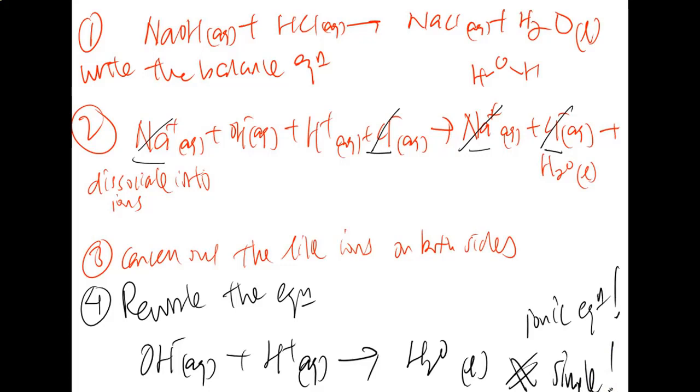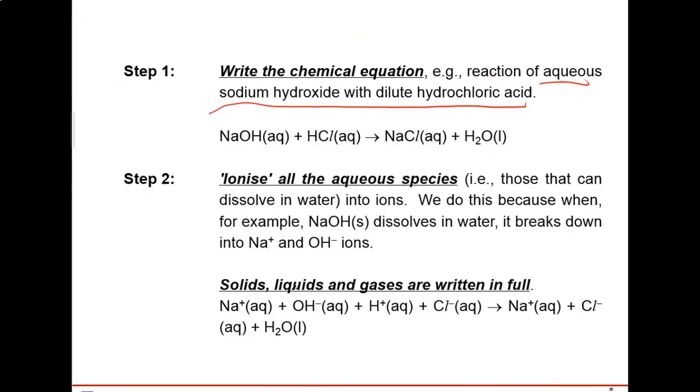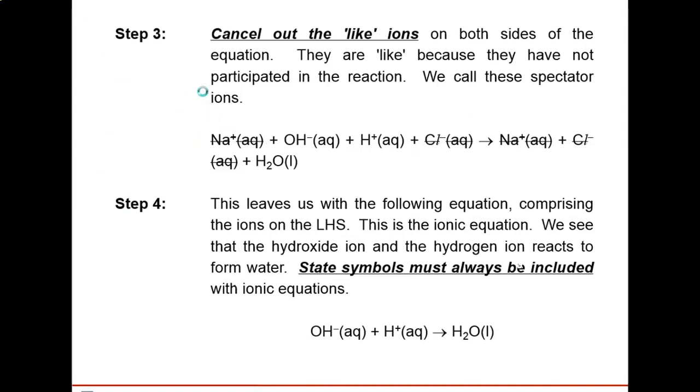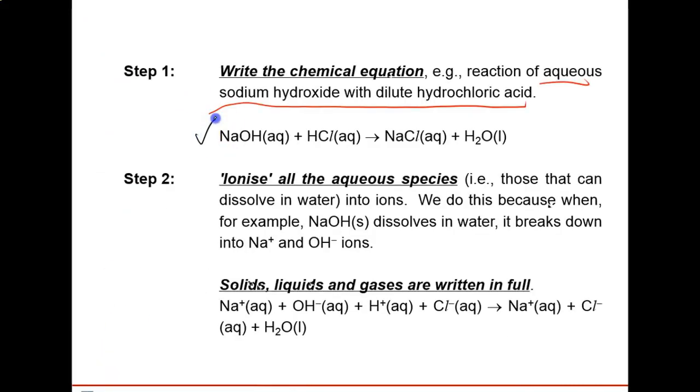So let's run through this again. Step 1, write the chemical equation. Step 2, ionize all the aqueous species. Everything which can be dissolved in water can be ionized. So if I have, let's say, NaOH, I can get my Na+ and OH-. So we need to know what compounds are soluble in water. Okay, so we ionize everything out.